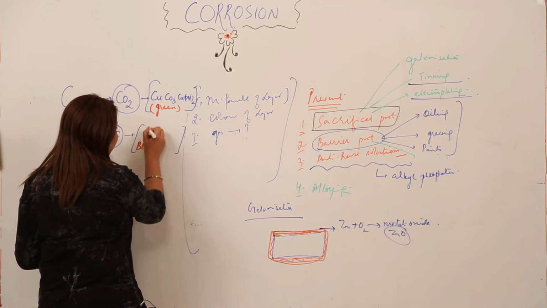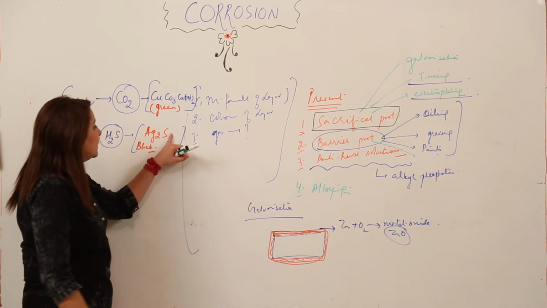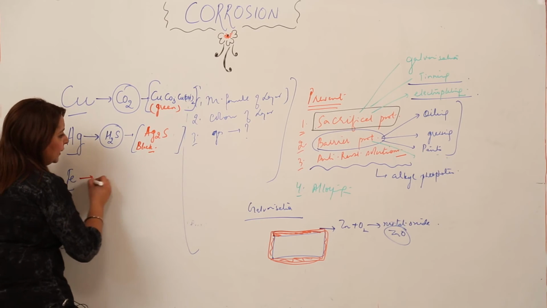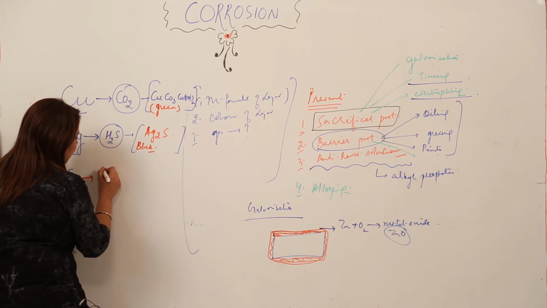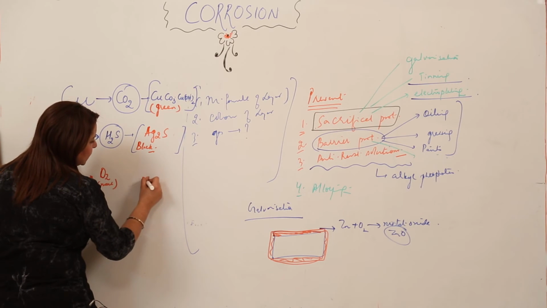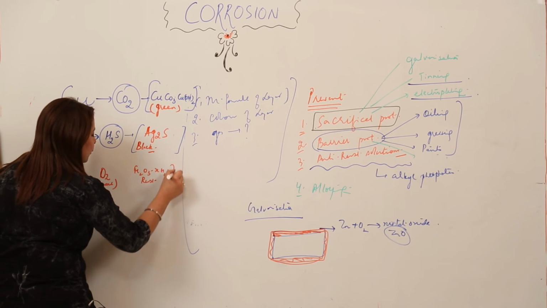What is the formula for this layer, that black layer that gets deposited on silver? That is Ag2S, silver sulfide. And in case of iron, we already did, it occurs in presence of moisture, and the color is rust color, and the formula is Fe2O3 dot XH2O.